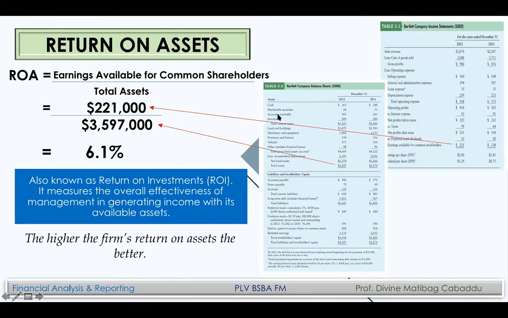So return on assets is equal to earnings available for common shareholders, also known as your net income after you deduct your preferred dividends, divided by the total assets. Kung kanina sa earnings per share, it's divided by the total common shares outstanding. Sa pag-compute ng return on assets, lahat ng return, ayan, so divided by your total assets. So 221,000 divided by 3,597,000, which return on assets is 6.1%. So it measures the overall effectiveness of management in generating income using its available assets. Choose a company with a higher ROA.